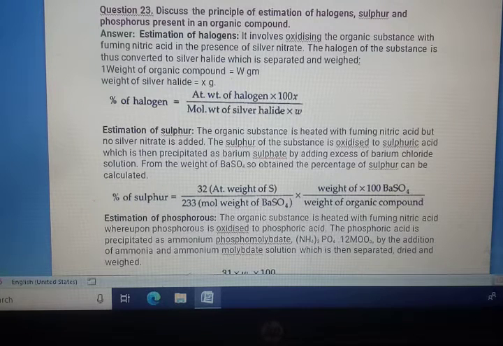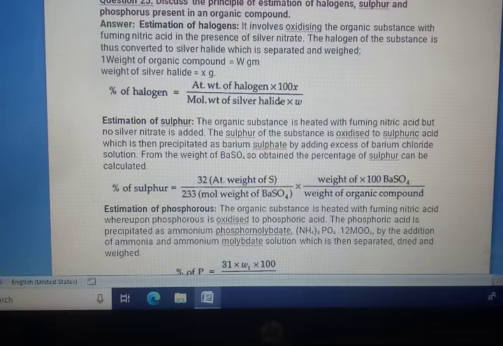In the presence of silver nitrate, the halogen of the substance is converted to silver halide and then separated and weighed. So if the weight of the organic compound is W gm and the weight of the silver halide is X gm, then the percentage of halogen, as you remember, is X upon X plus 108 into 100 into X upon the weight of silver halide and the weight of the compound.